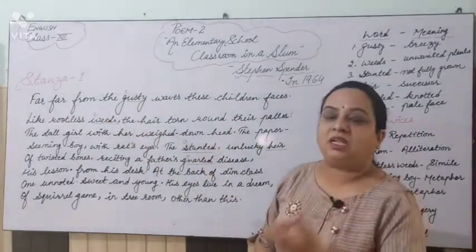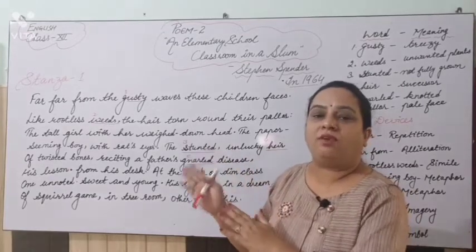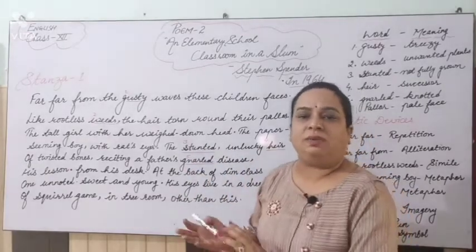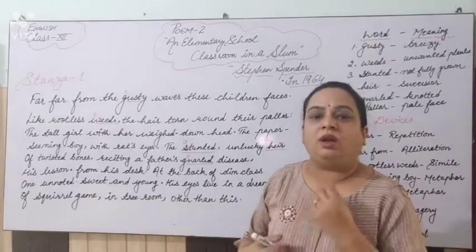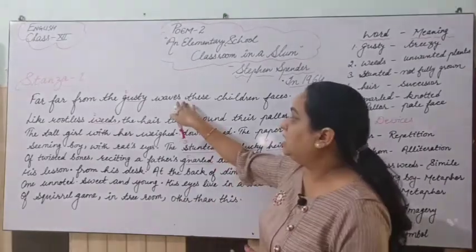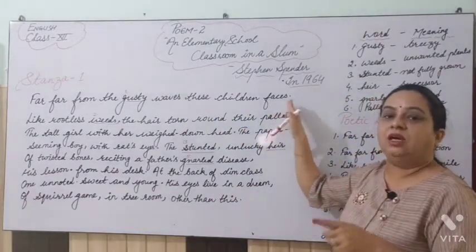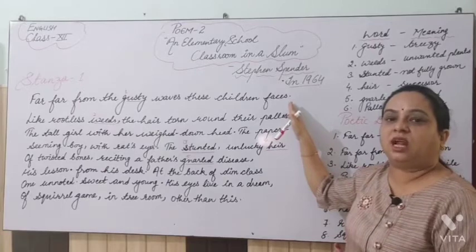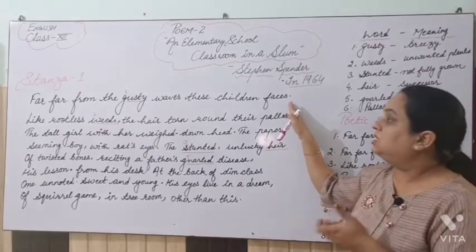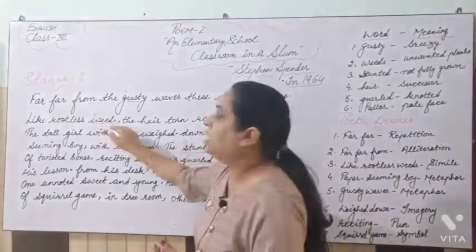So far, far from the gusty waves. This line is telling that these are the children who are far, far away from all the basic amenities, who are not getting a healthy environment, right? So this is the meaning up to here. These children's faces. Now he is telling about the faces, describing how they look like rootless weeds.